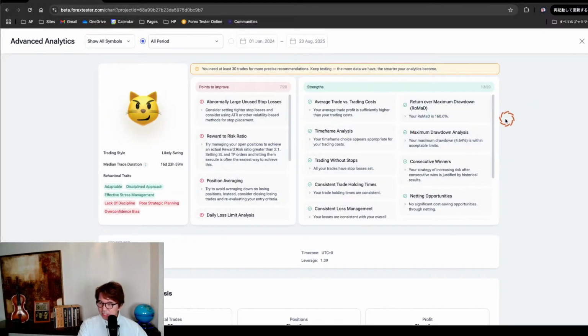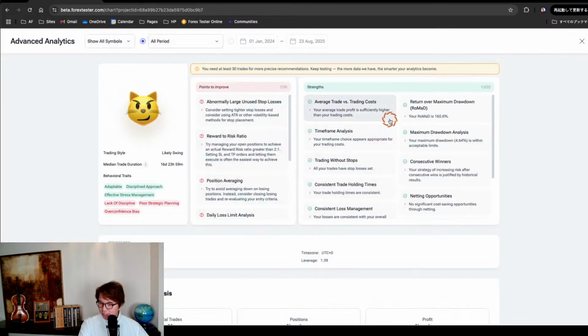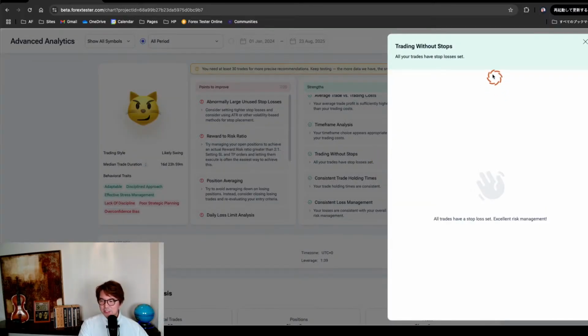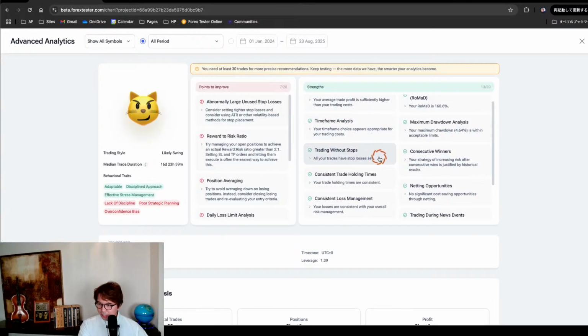Okay, so let me check some other strengths of my strategy so far. Time frame analysis: your time frame choice appears appropriate for your trading costs. Yeah, because I'm only using the daily time frame in this particular backtesting project, so I think that's also good. And trading without stops: all your trades have stop losses set. Yes, I make sure I put the stop loss every time I enter the market. So that's also in a comment like this. And let me see some other comments.